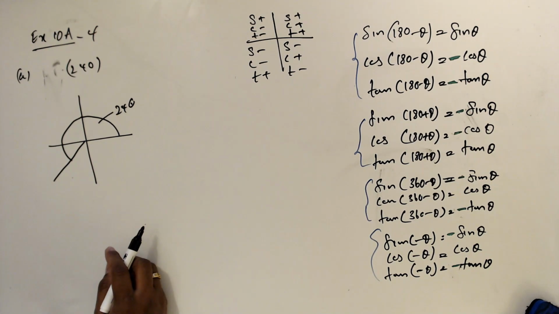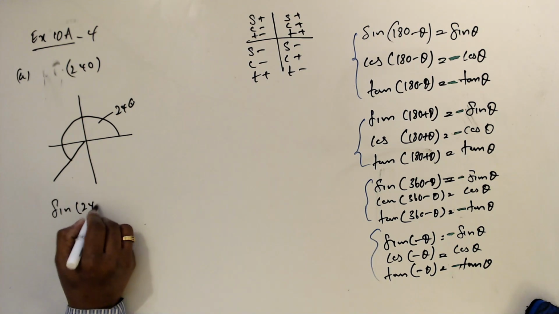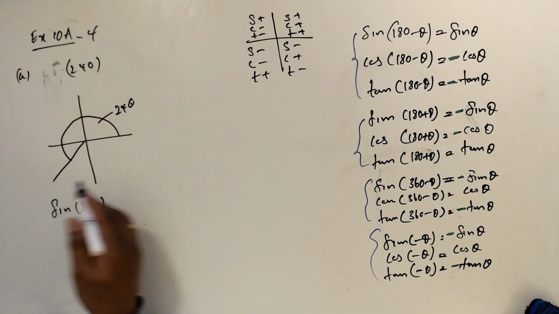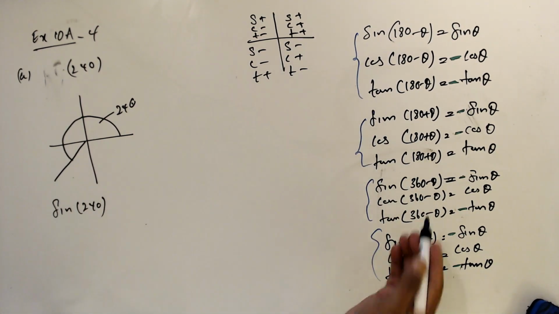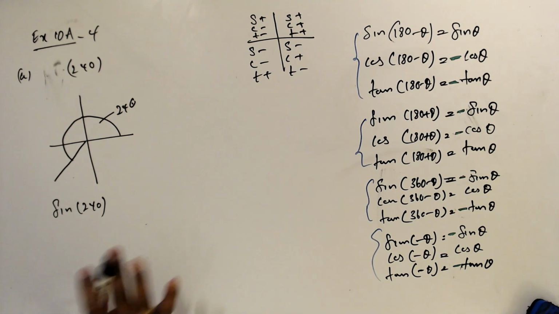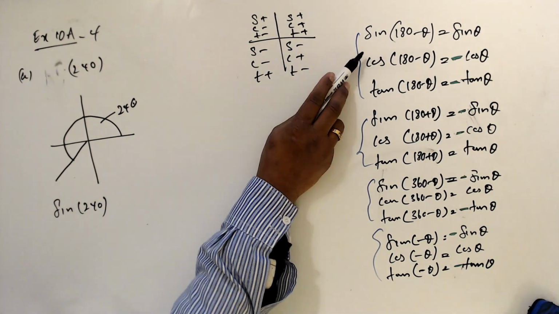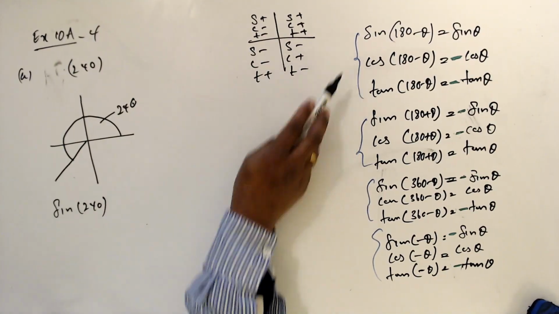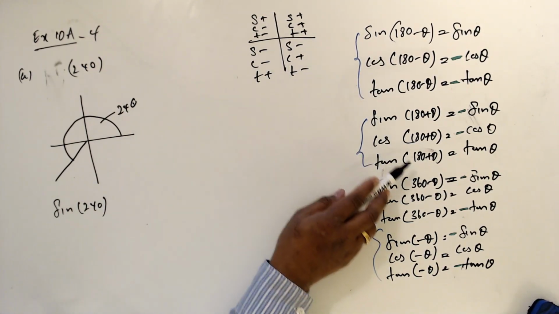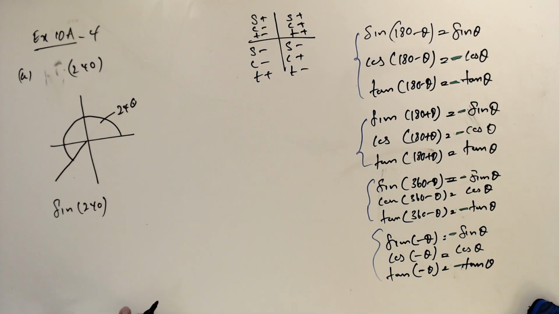Now we need sine 240. We know there's a short method. If I can write something with 180 or 360, we can use those rules. This is sine 180 minus theta. This is 180 plus theta. This is 360 minus theta, and this is minus theta.